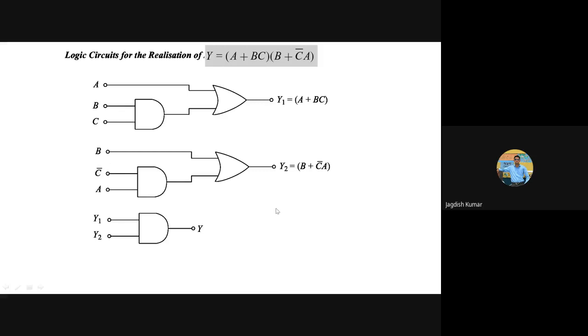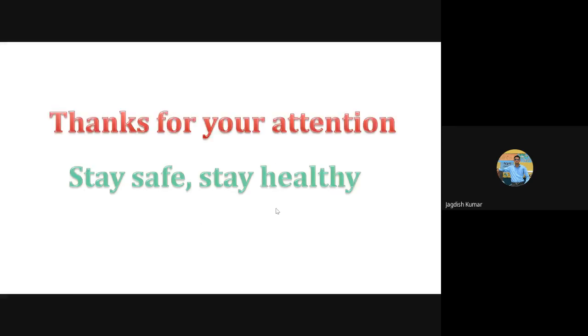Now we will see whether there is a way to reduce the number of gates and design the same circuit with a lesser number of gates. That is what we will be discussing in the coming classes. So that's all for today. If there is any question or any doubt, you may ask. Is there any query or question or confusion?